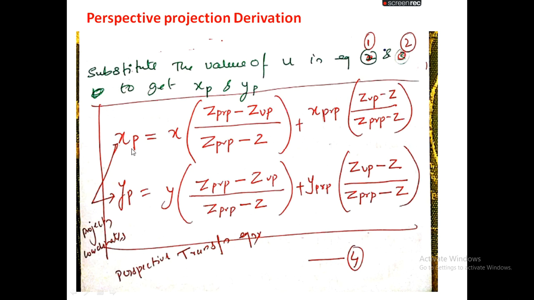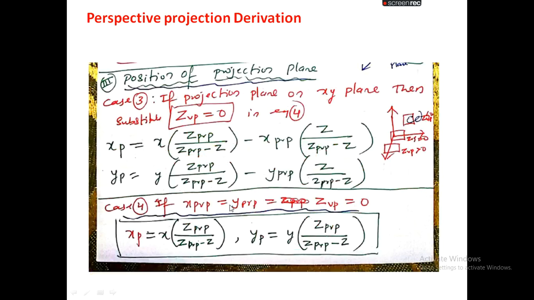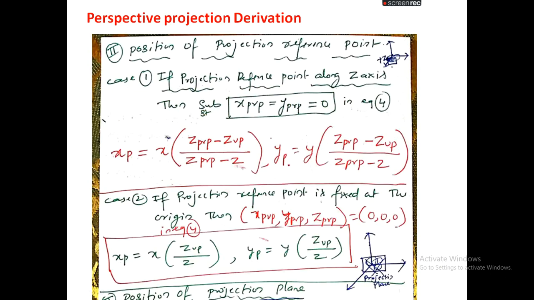Then you will get xp equal to this particular equation and yp equal to this particular equation. As you can see, I have written it clearly. So now this xp, yp represent the position of the projection reference point along the z-axis.